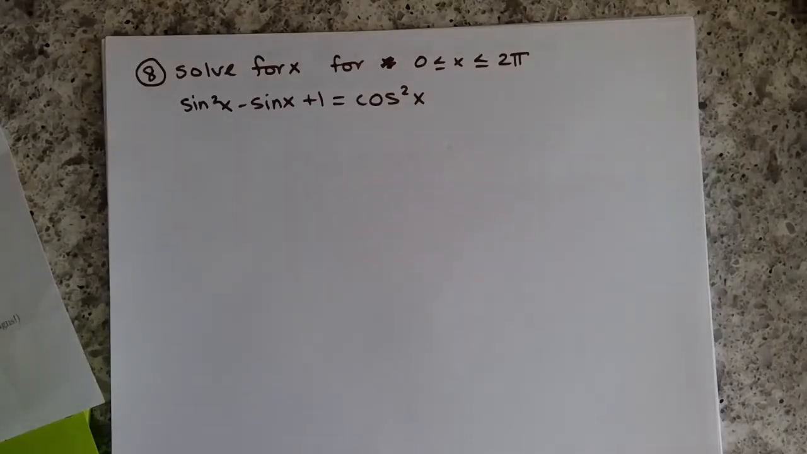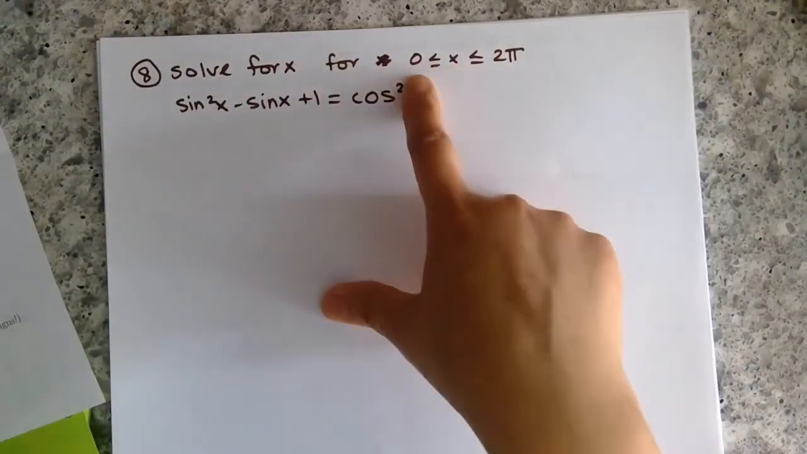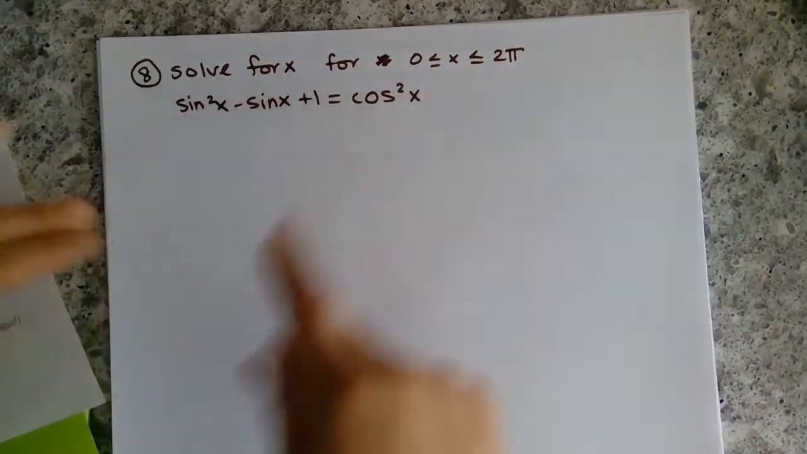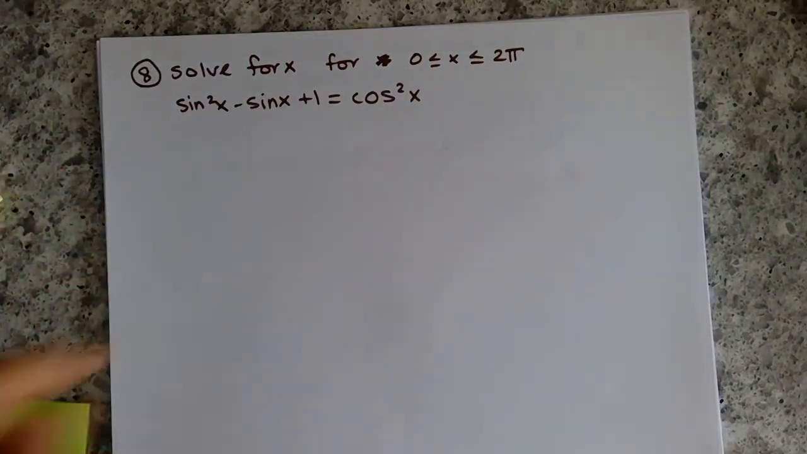All right, so this is the long lesson. We have two more problems, number 8 and number 9. Solve for x, where x is between 0 and 2 pi. So here's your equation, similar to the last one.